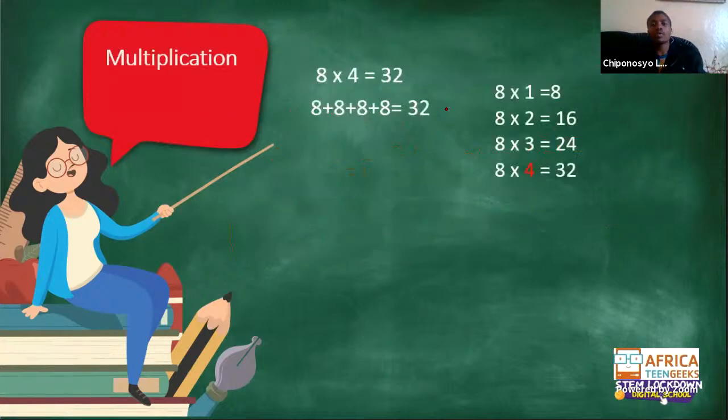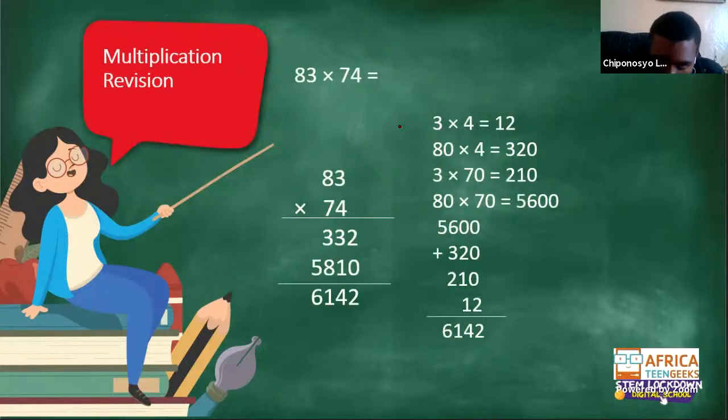Right. As I showed you earlier, multiplication is repeated addition. But I want us to look at this one. Let us talk about this quickly. I'm dealing with double digit multiplication. One thing that is very important about double digit multiplication is that you must think about something called place value.